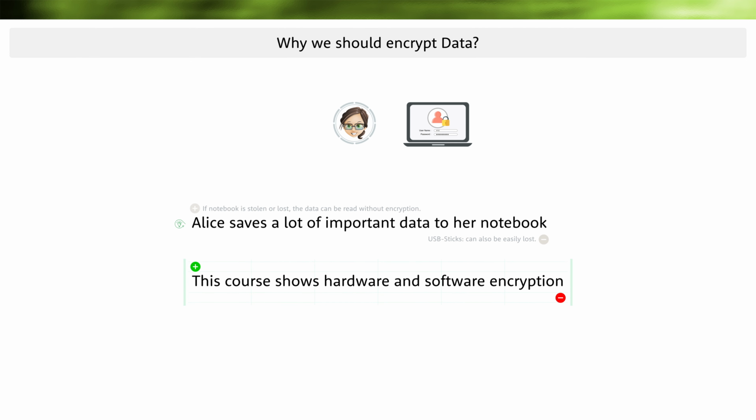In this course, I offer you videos in the area of data encryption where I show some examples of hardware and software encryption. In hardware encryption, I will show you how a self-encrypting drive works. I will also introduce you to the tools Encrypt and BitLocker. These are tools with which you can encrypt your data on the basis of a software. Okay, that was easy to understand.